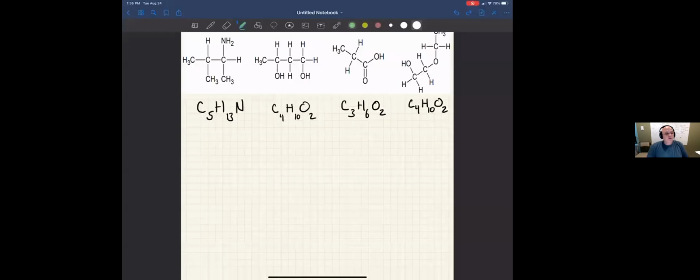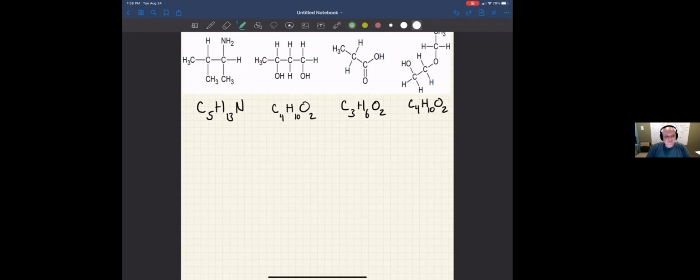Okay, on this next one, we're going to try to figure out the molar masses of these compounds shown. If you have these four structures, remember that in order to figure out the molar mass, we need to count the number of each element present in the compound, and add them all up. In order to do that, it's best to have your molecular formulas, and I've got those written down here.